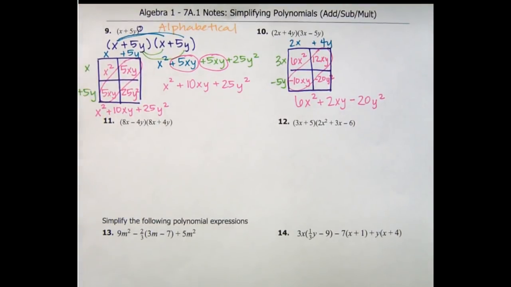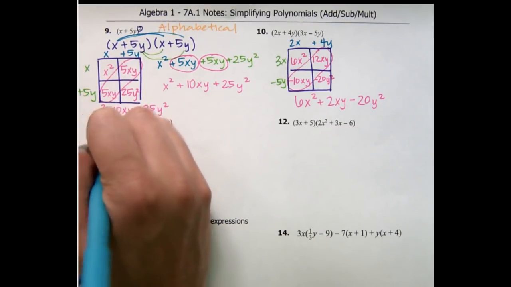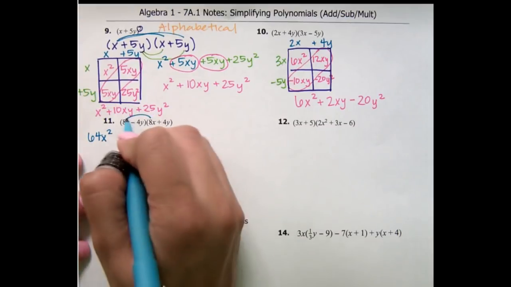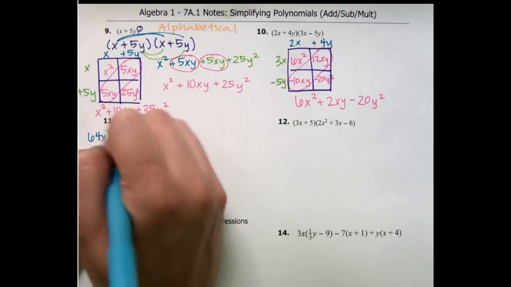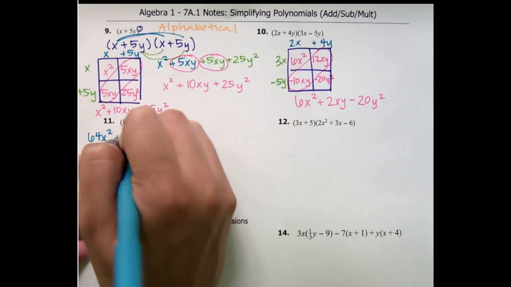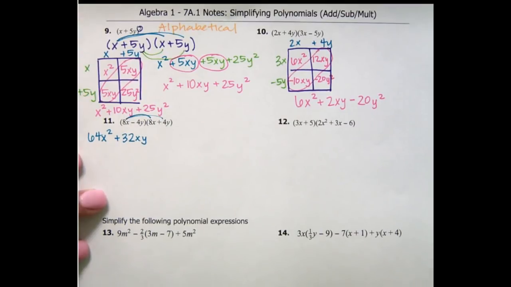So for number 11, I'm only going to double distribute. So if you want to do the box method, do the box method, and then check your answer after I finish double distributing. So 8x times 8x is 64x squared. 8x times 4y, 8 times 4, is a positive 32xy, just go in alphabetical order.